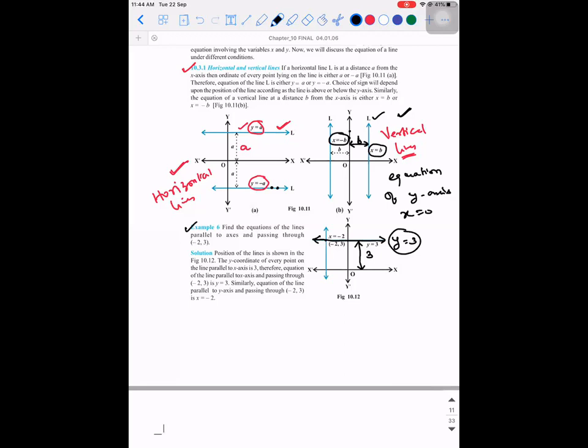Yes, sir. Understood. Similarly, when you take a line which is parallel to the y-axis and passing through minus 2 comma 3, what is this distance? Minus 2. Distance is 2. When I ask this, distance cannot be negative. Distance is 2, but since it is on the left-hand side of the y-axis, this will be x is equal to minus 2. I hope you are able to visualize it. Shall I move on to the next question?